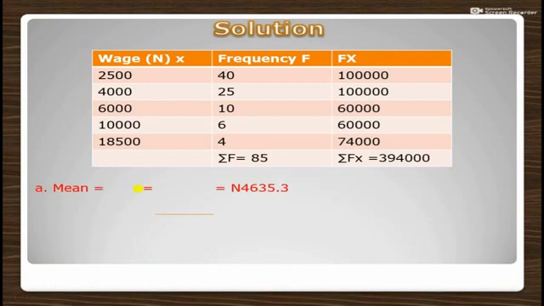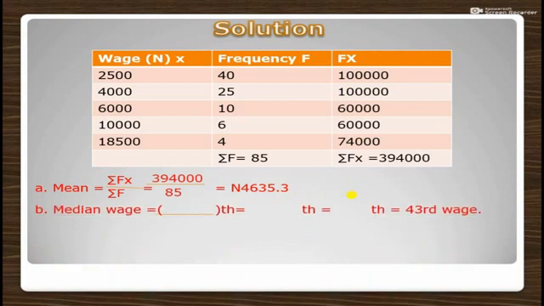Then recall that mean is given by summation of F of X all over summation of F. That means this number here, all over this number. That gives us 394,000 all over 85. You use your calculator and it will give you 4,635 naira 3 kobo. So that is the mean of the distribution.